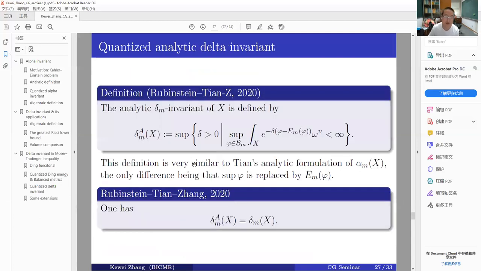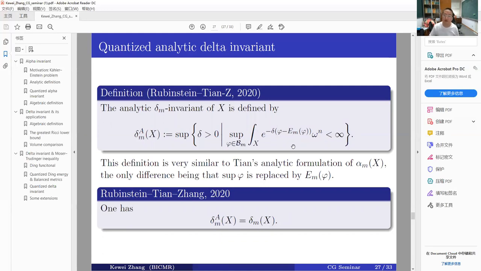And then you can define the following quantized analytic delta invariant. Again, this definition is very similar to Tian's formulation of the alpha m invariant. The difference is that the sup is replaced by quantized Monge-Ampere energy. And you cook up such an invariant. Now it turns out that, interestingly, this analytic quantity is exactly equal to the algebraic delta M invariant defined by Fujita and Odaka. So this result, in some sense, says that this algebraically defined delta invariant characterizes the coercivity of the quantized Ding functional.